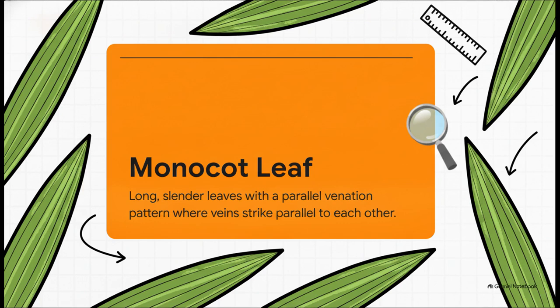Monocots are just built differently. Instead of being broad, they are typically really long, slender, and almost sword-like. And the veins on a monocot leaf, they don't form a messy net at all. Instead, they have a parallel venation pattern. Every single vein runs perfectly parallel to the others, running cleanly from the base of the leaf straight up to the tip in a highly organized, linear way.